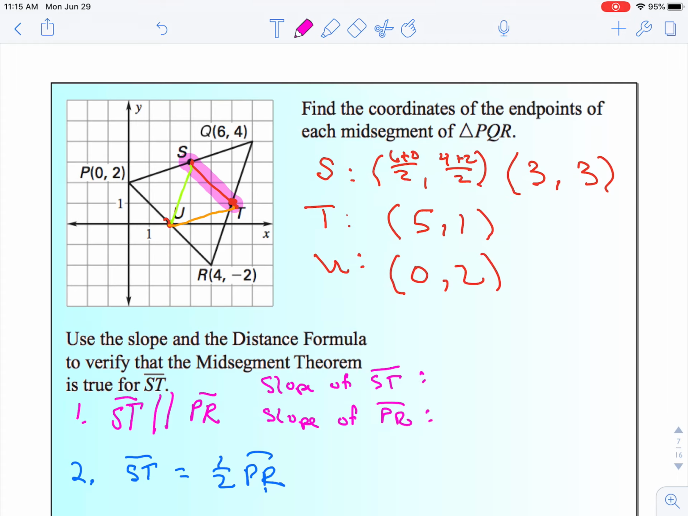So we're going to use that y2 minus y1 over x2 minus x1 for ST. So for S we have 3, 3, and T we have 5, 1. So we are going to take, for ST, 3 minus 5 over 3 minus 1, which gives us a slope of negative 2 over 2, which is a slope of negative 1. So my slope of ST is negative 1. That's a little messy. I'm going to try to clean that up a little bit.